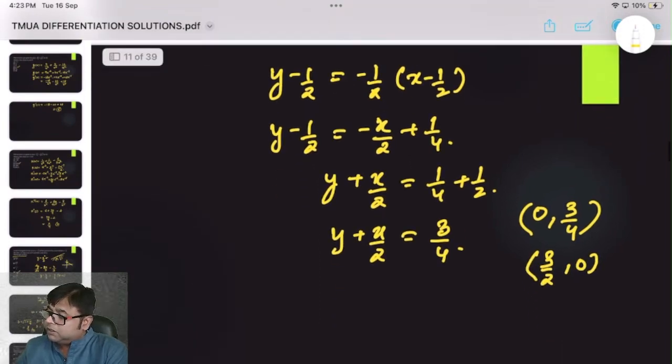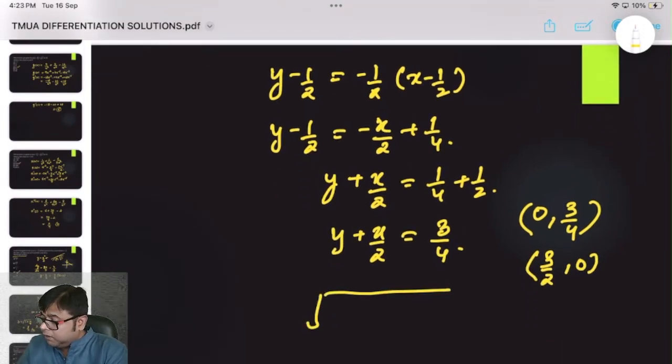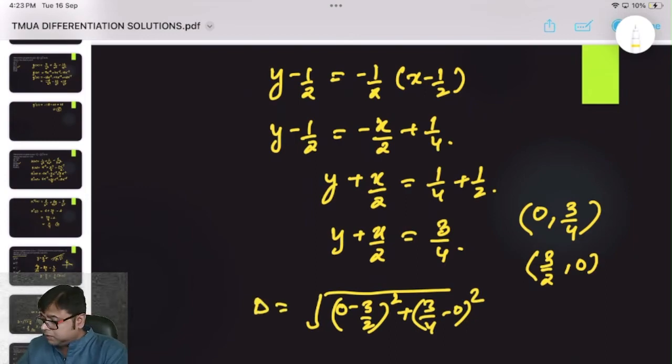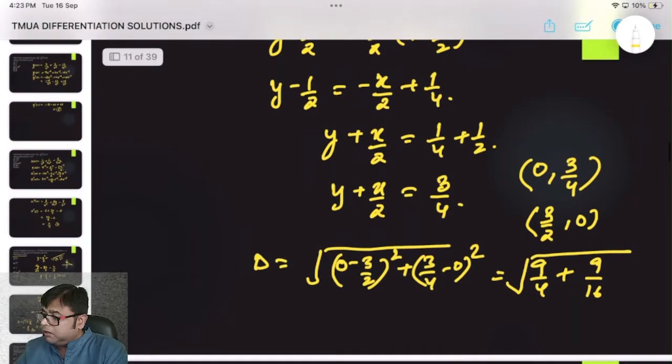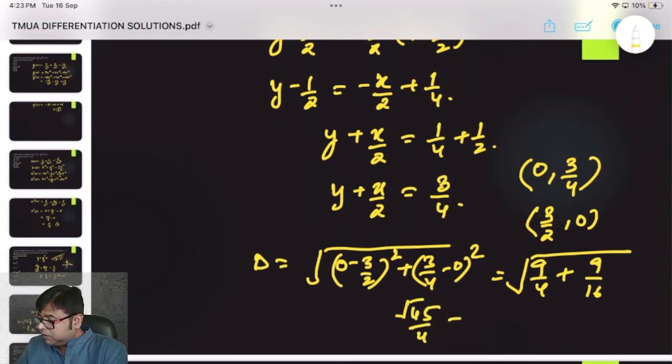Now, I have to find the distance using the distance formula. So, it will be under root of (0 minus 3 by 2) whole square plus (3 by 4 minus 0) whole square. This is the distance or the length of PQ as in the previous case. So it will give me root of 9 by 4 plus 9 by 16, right? Which will be nothing but root of 45 by 4, which is 3 root 5 by 4. 3 root 5 by 4 is the correct answer.